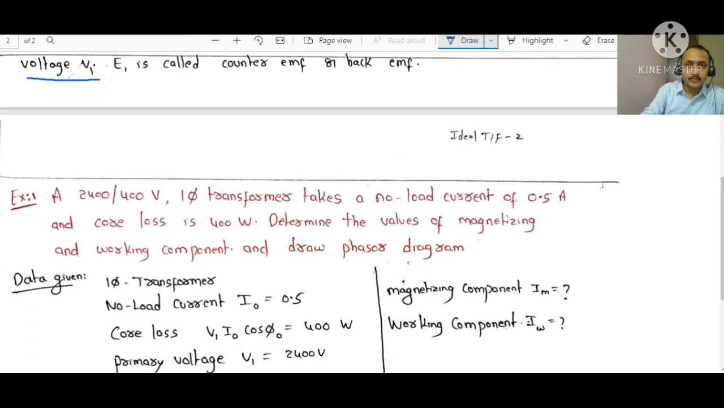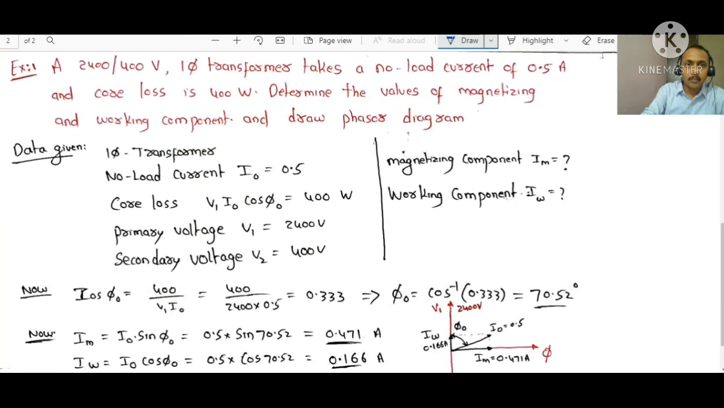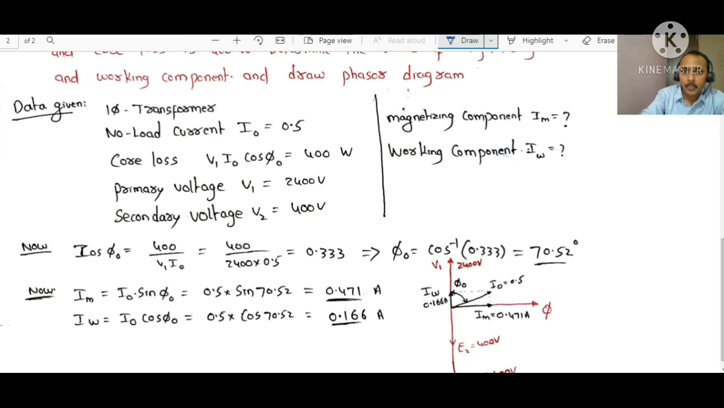Now let me see a small example. And one more important point, whatever current I0 is drawn can be resolved into two components. Observe, dear students, during no load I told you that some small amount of current will be drawn.